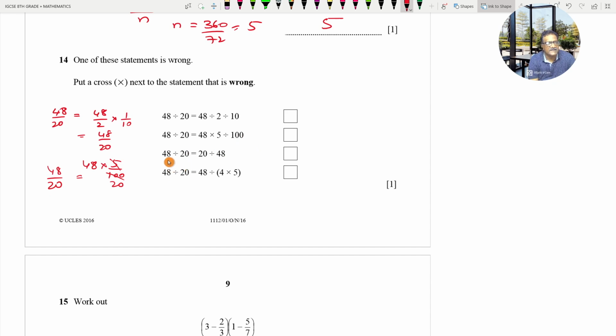The third one is 48 divided by 20 is equal to 20 divided by 48. Now this never works. 48 divided by 20 is never equal to 20 divided by 48. No. So this is a wrong statement. Let us check the last one also.